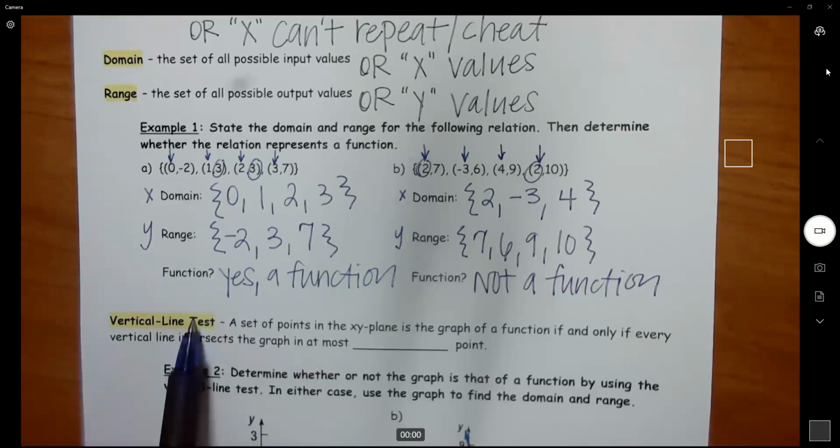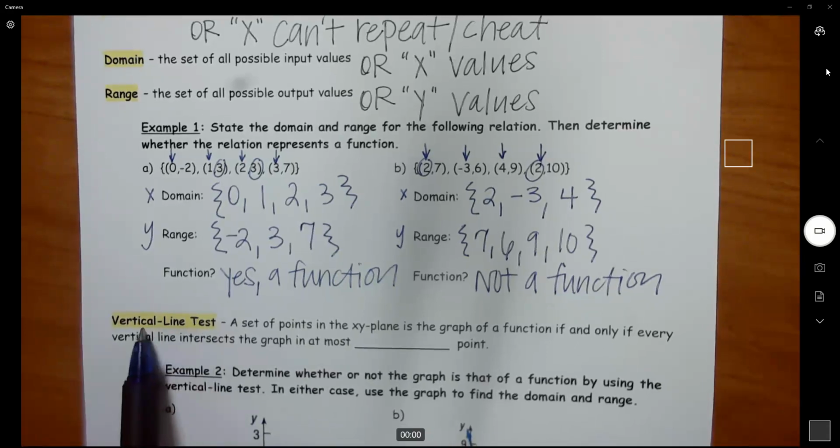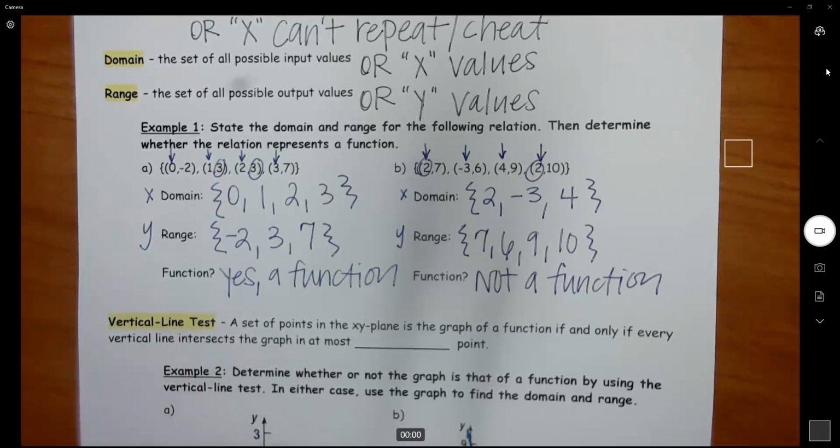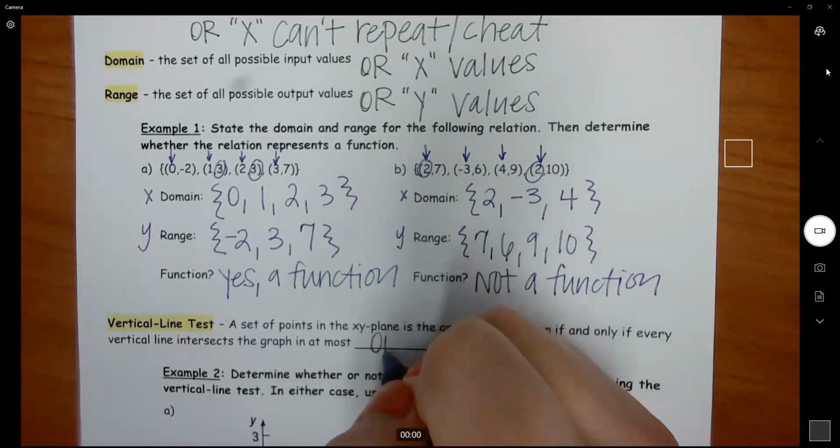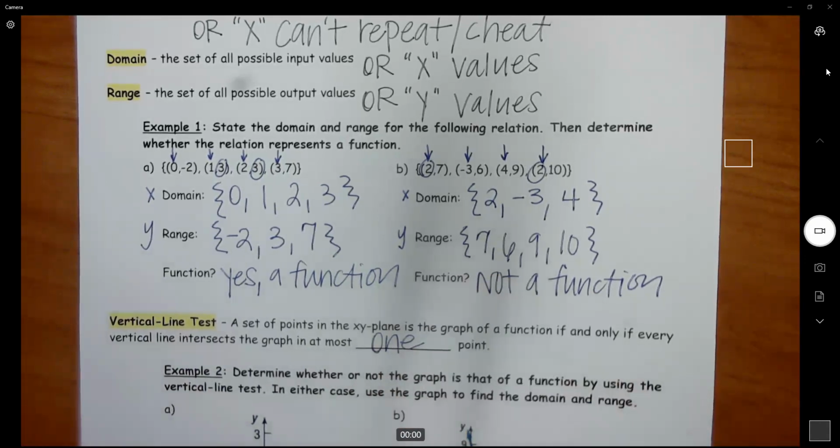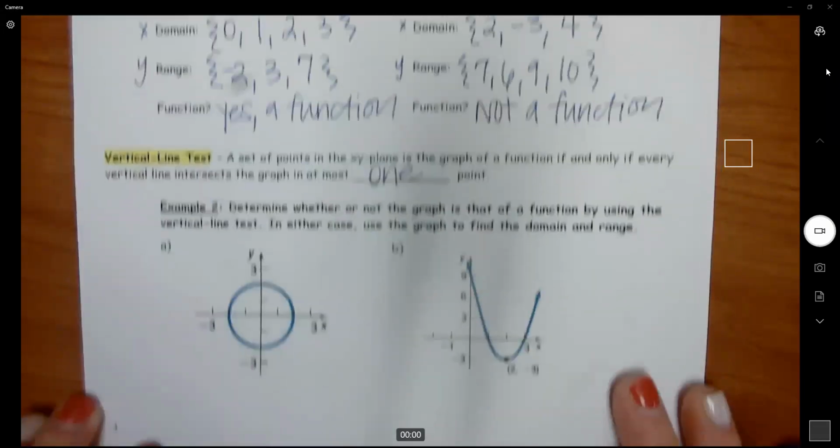When I have a graph, I'm going to determine if it's a function by my vertical line test. The vertical line test is the set of all points in an XY plane is the graph of a function if and only if every vertical line intersects the graph in at most one point. So in example 2, determine whether or not the graph is that of a function by using the vertical line test. In either case, use the graph to find the domain and range.